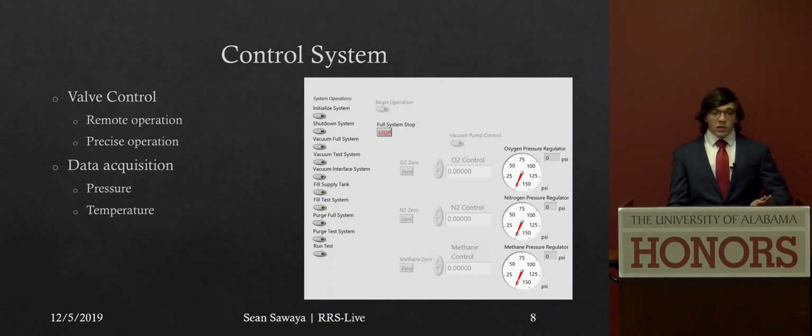And then there's also the data acquisition side. Currently, we only have pressure sensors within our system, but eventually we are hoping to put in thermocouples, which will give us temperature readings as well. And then further down the road, we will implement our optical analysis techniques, which is where we will be getting the majority of our data from.